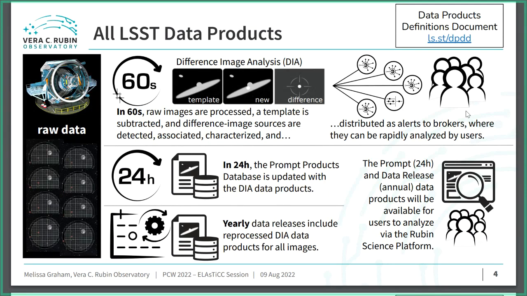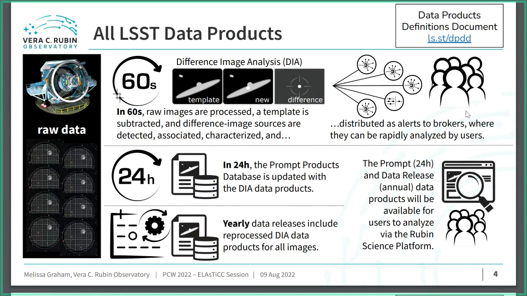So if your interest in transient related science is more like rates, occurrence rates, population studies, that kind of thing, you're not necessarily needing to use the alerts in that case. You might actually be more interested in using the annual data products that also have the DIA in them to go through, find your giant populations of things and do it that way. So that's a broad overview of all the different types of LSST data products for transient science, and that's how alerts fit in.